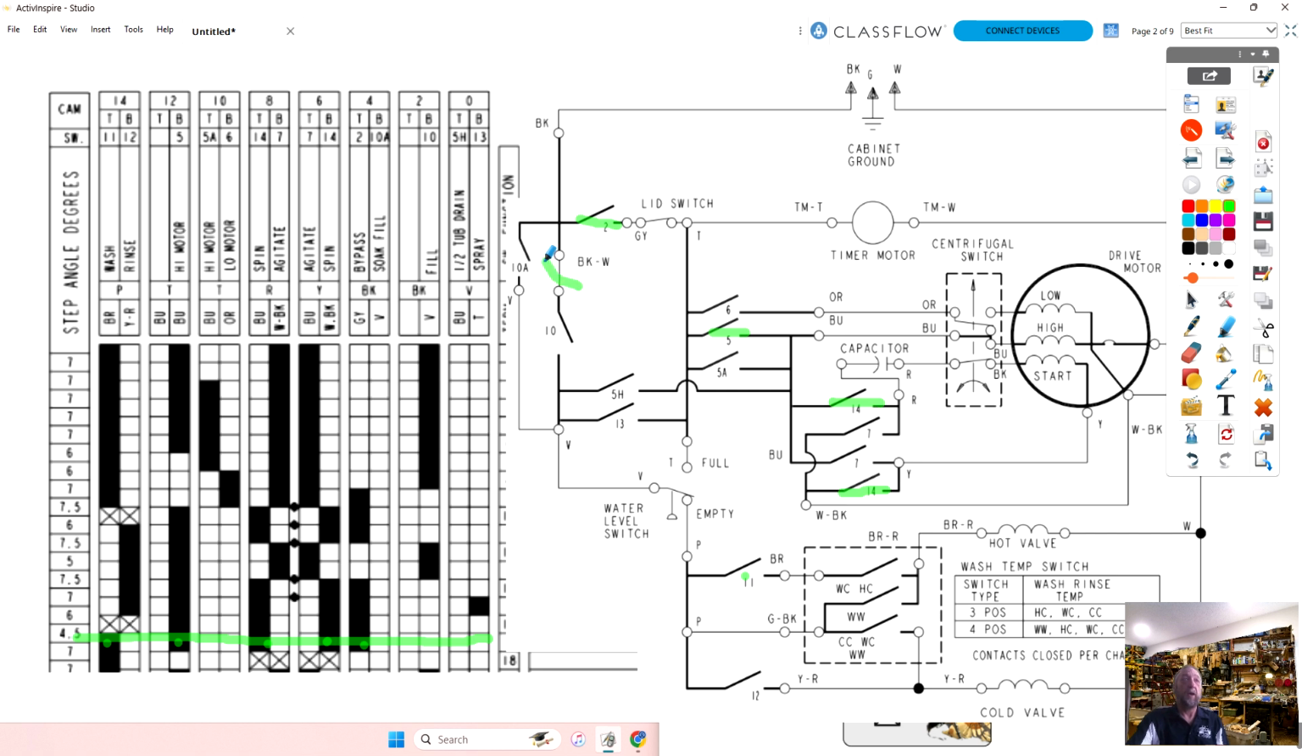Now, notice I don't have either number 10 closed, so I can't bring power through my water level switch or through these bypass switches here. The only way I can get power to my timer and my motor is through timer switch number 2. And timer switch number 2 runs into what? My lid switch. The reason is that switch number 2 in the timer is only closed in spin. Why is it called a bypass? Because it bypasses the water level switch.